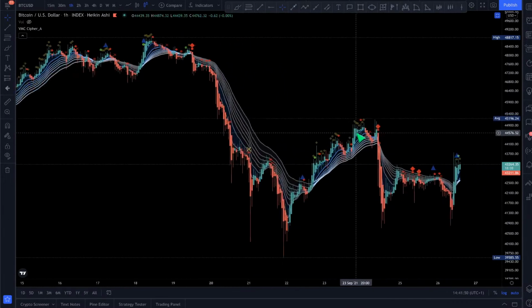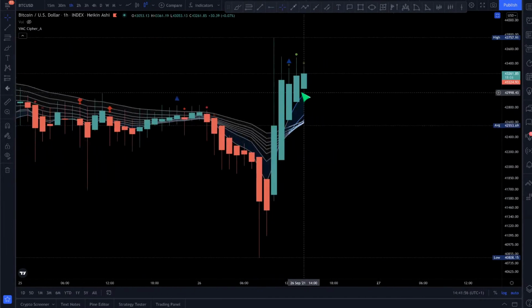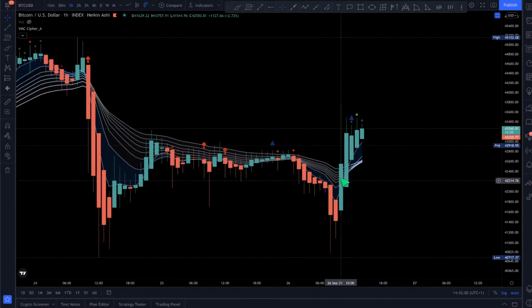So this is on the hourly. You can see on the hourly we are below this zone, and then we broke up, and we've started to move up, which is good. But you can see this is not much data for us to move on.